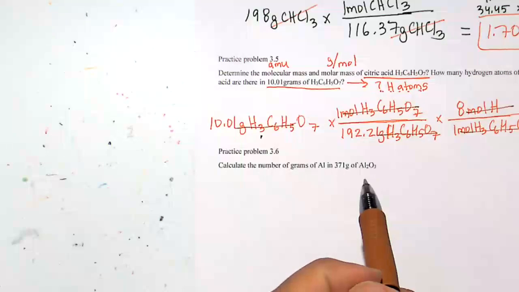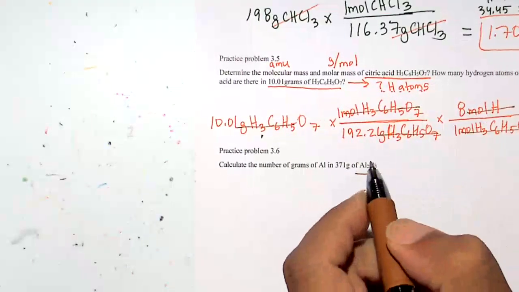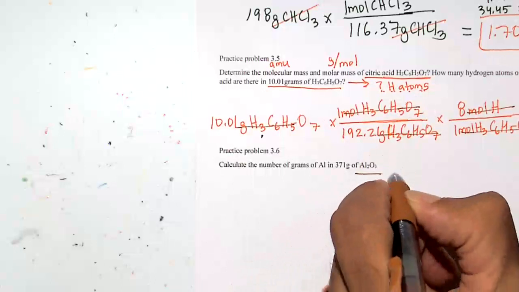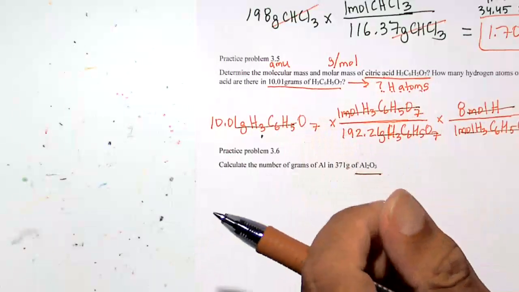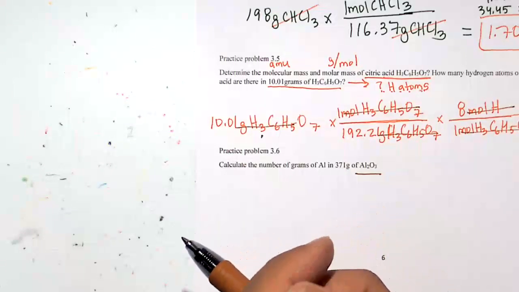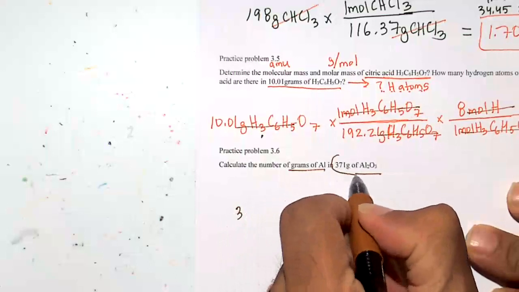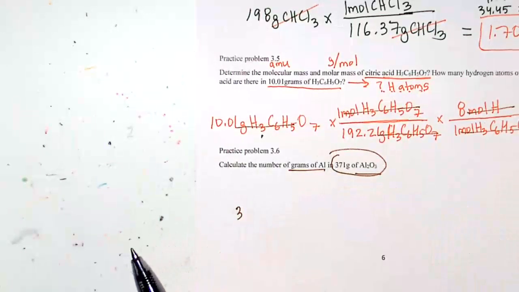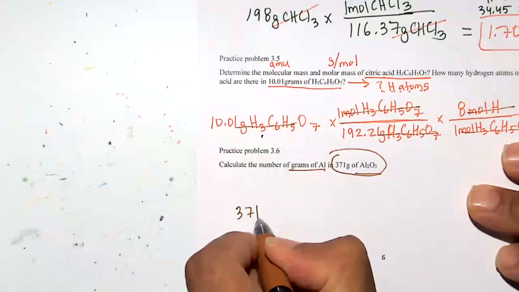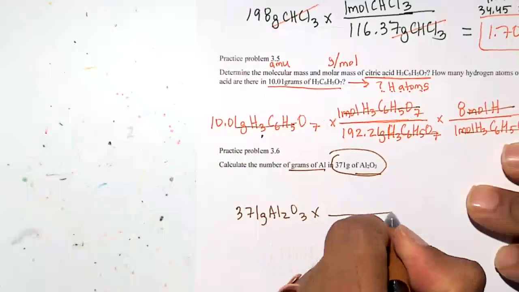Calculate the number of grams of aluminum in 371 grams of Al2O3. What's the formula of this? Aluminum what? This is called aluminum oxide. That's correct. Okay, very good. So grams of Al in 371 grams of Al2O3. We'll start out with 371 grams of Al2O3.